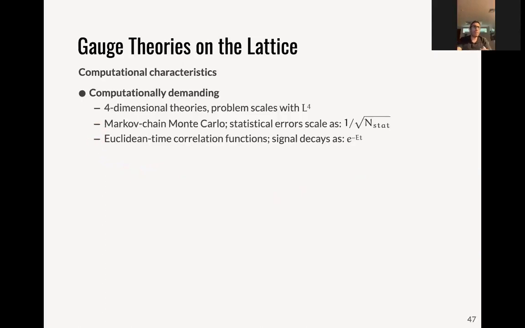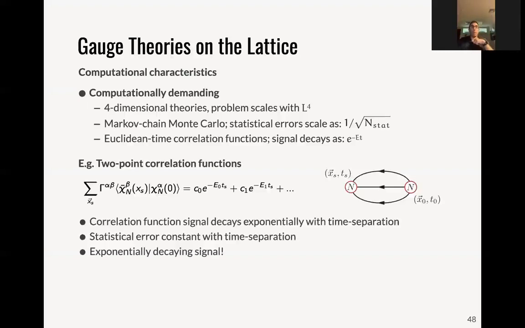And the fact that you've Wick rotated now to Euclidean time and you have Euclidean time correlation functions means that your signal decays with the distance that you take the correlation function. So just indicatively, for example, a very simple observable that we compute on the lattice is the so-called two-point correlation function, where you have some correlation function between a combination of quarks at the final state and a combination of quarks at the initial state.